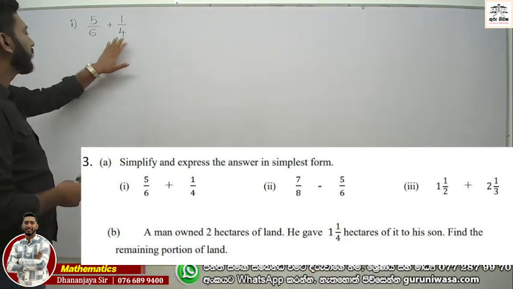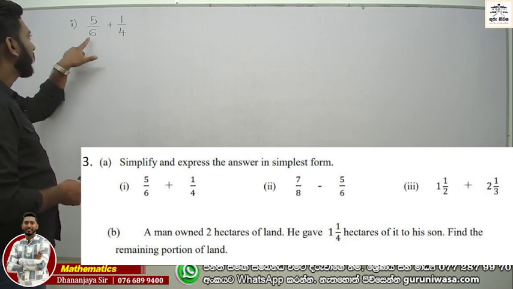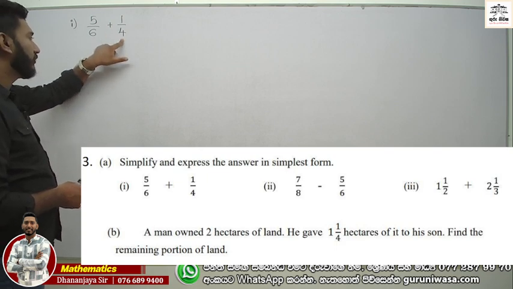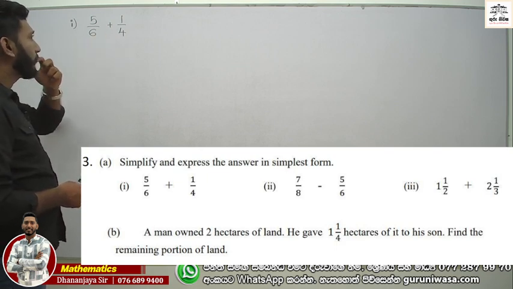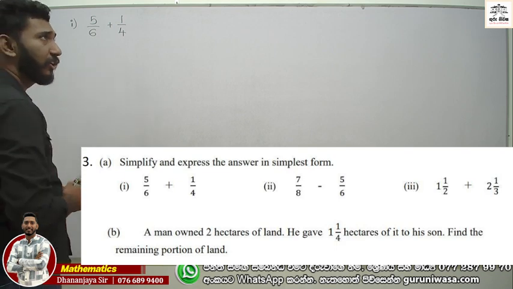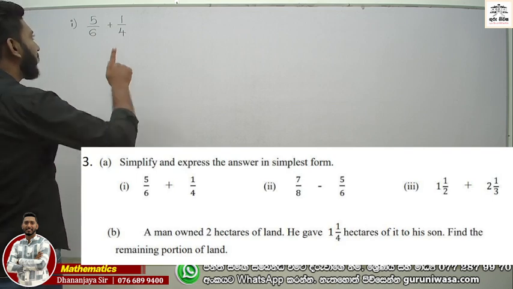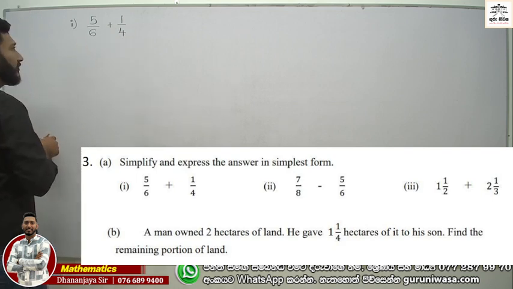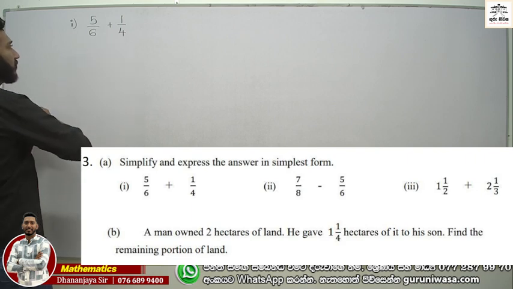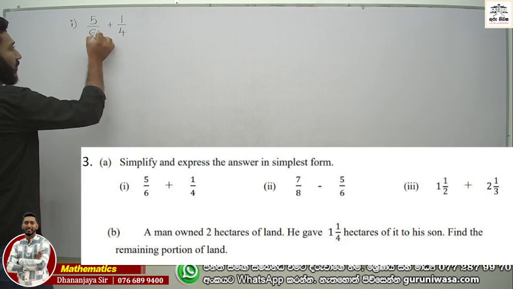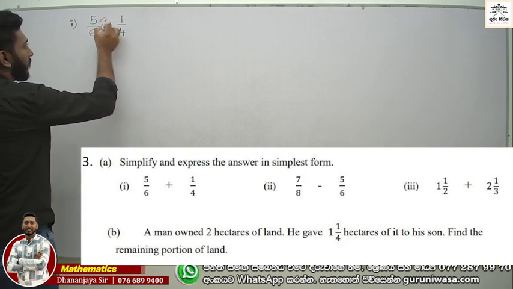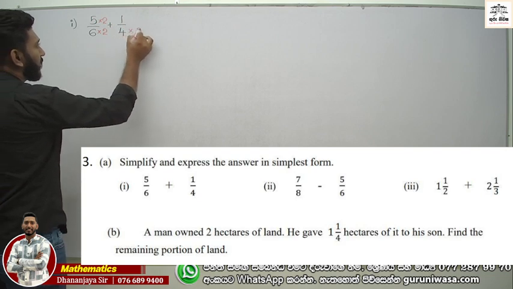It's not equal. Now what to do? Here is a 6, here is a 4. Now 6 is not divisible by 4. Now 6 times 2, we are going to check the other multiples. 12. Yes, 12 we can write as 4 times 3. Now I'm going to change these two so they become 12. This one I am going to multiply by 2. This one I am going to multiply by 3.